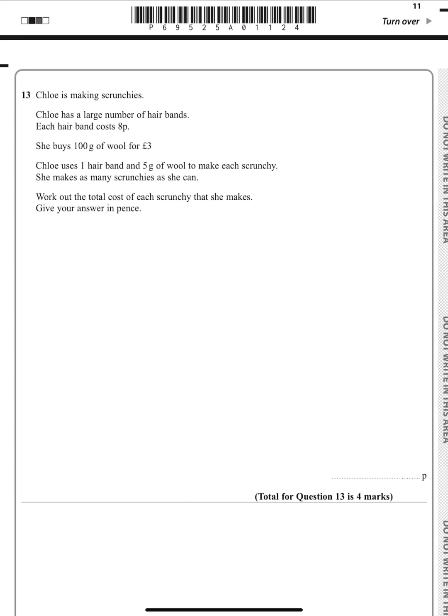So first of all, she's bought 100 grams of wool for £3. And I'm going to write the £3 in pence just because the question says give your answer in pence. So £3 is the same as 300p. So I'm now going to write down 100 grams of wool costs 300p altogether. And each scrunchie needs just 5 grams of wool. So we need to work out how much that is going to cost. So how do we get from 100 to 5? What do we need to divide by?